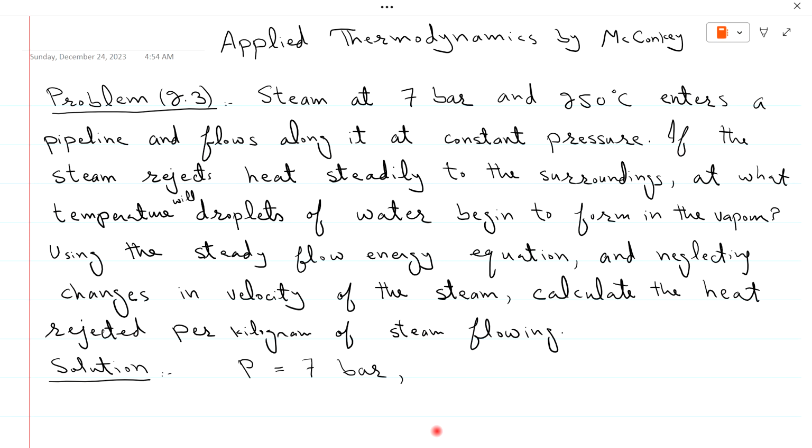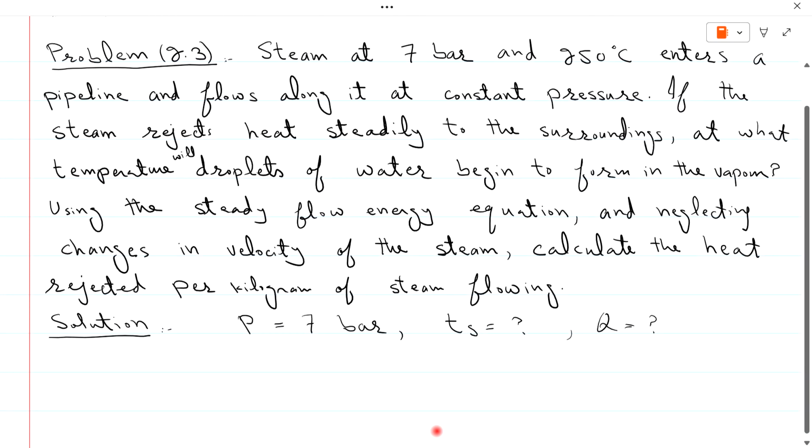If the steam rejects heat steadily to the surroundings, at what temperature will droplets of water begin to form in the vapor? At what temperature will droplets of water form means the saturation temperature. And neglecting changes in velocity of the steam, calculate the heat rejected per kilogram of steam flowing, point Q. So we need the saturation temperature and Q.